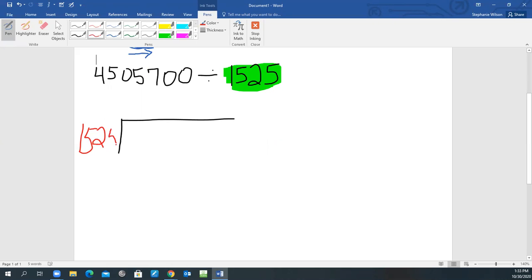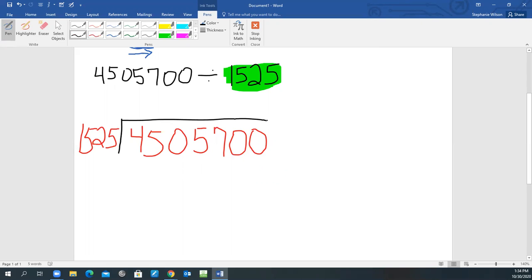I call this a doghouse for multiple reasons. A lot of times people are scared of division. So we're going to put the top number in the doghouse, and we're going to see what it takes to multiply 1,525 to get this number here in the doghouse.